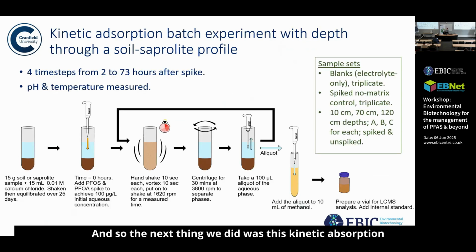And so the next thing we did was this kinetic adsorption batch experiment, and we used 10 centimeters, 70 centimeters, and 120 centimeters below the ground surface. We were just using a 0.01 molar electrolyte solution and spiking to do 100 microgram per litre initial concentration, shaking it and taking aliquots over a period of 73 hours since the spike. Because it's using the same samples as we had measured the background levels, we know what we're starting from in terms of the background level already.